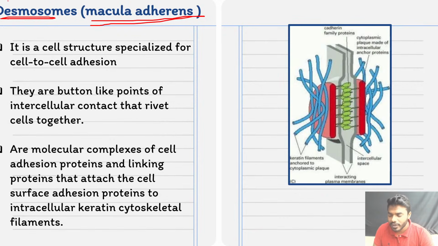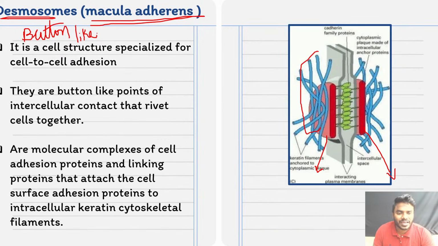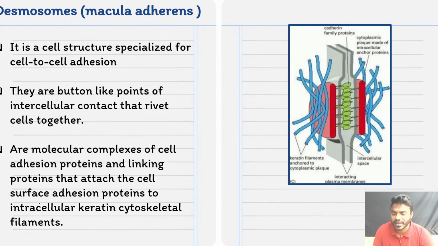And one more important point, friends: when you hear the name desmosome, just keep it in your mind that desmosomes are button-like structures. All the students, please look into the diagram very carefully. Here the red color you can see, right? That is the desmosome. Now you all understand without confusion. Here you can see the blue color. They are all keratin filaments, and these are also keratin filaments. You want to understand this very clearly.